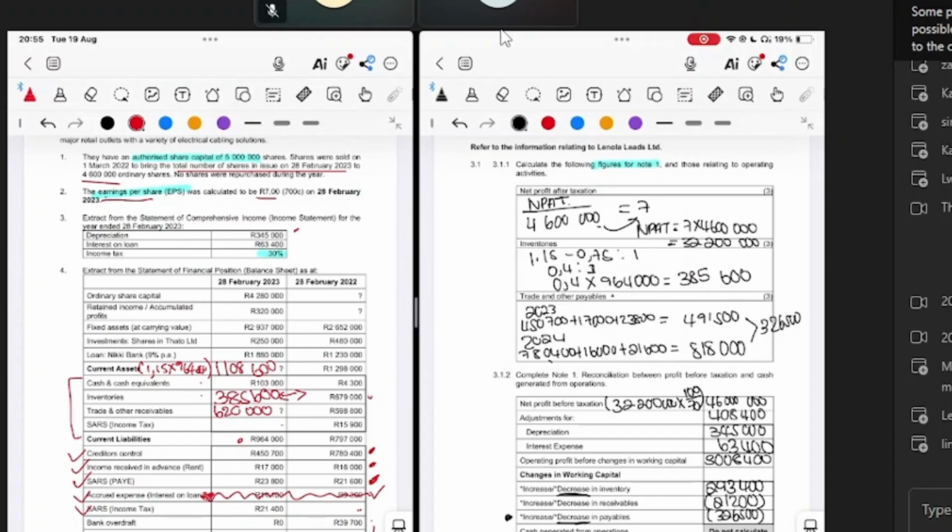Okay. So now you have all your changes in working capital. That will be 293,400 minus 21,200 minus 326,500, which gives us a negative 54,300. And that's your note 1 complete. Any questions? Or are you good?